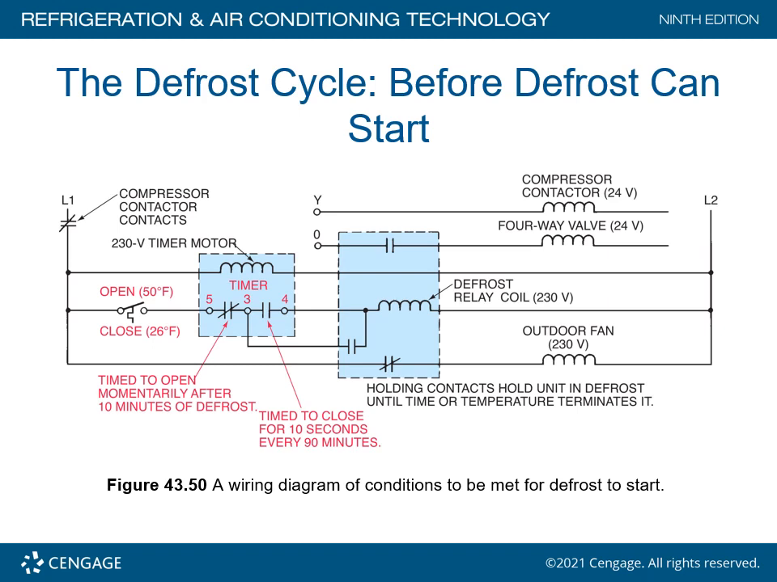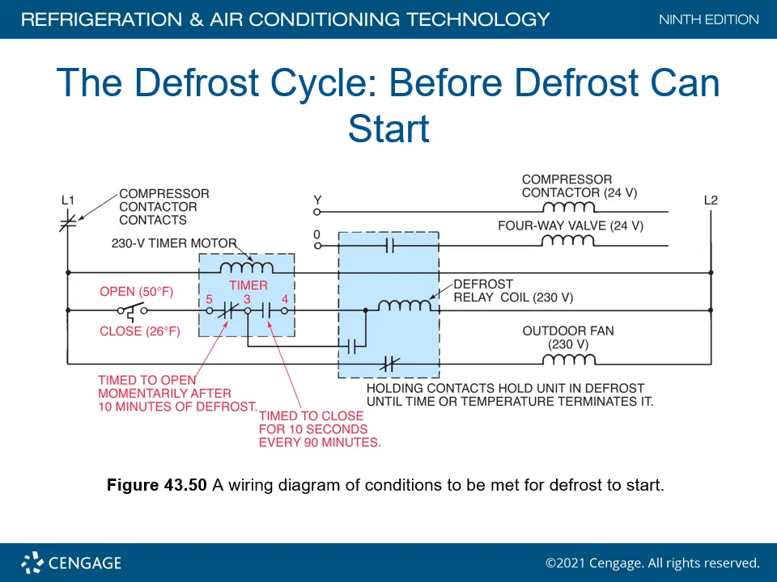More about that later. Here we have the defrost relay coil. Here you've got the outdoor fan, which is normally closed. And here we have the timer. In this case, it's an electronic board. Notice that we have terminals 4, 3, and 5. Opens at 50 degrees Fahrenheit. There's your temperature. Closes at 26 degrees Fahrenheit.